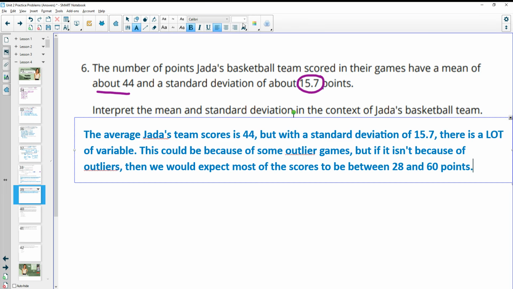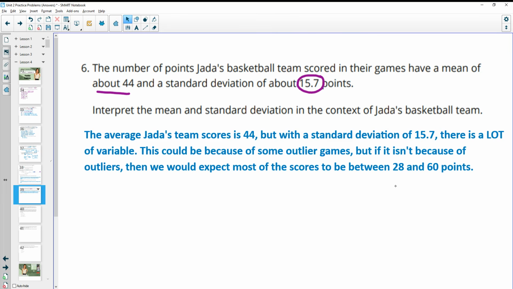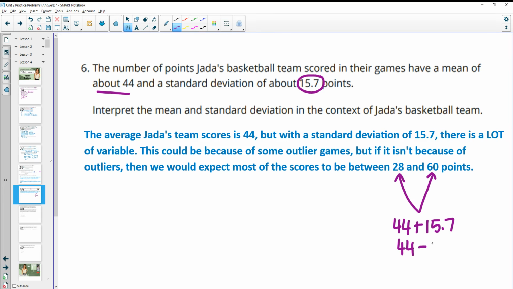And again, the way I got these values right here was to do 44 plus 15.7, so that 1 standard deviation, and 44 minus 15.7. So this gave me 59.7, so I rounded it up, and this gave me 28.3, so I just rounded it to 28.